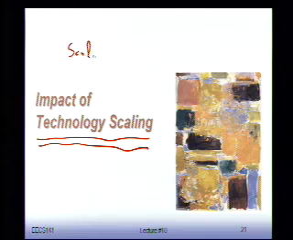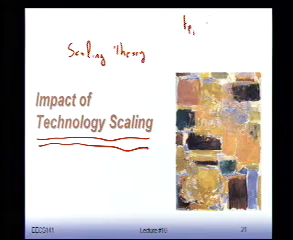It's trying to predict what's going to happen with delay, or energy, or power, when we go from one technology node to the next one, to the next one, to the next one. Very important for the industry, and also area, obviously. It's not only power, it's delay, it's energy, and area. Obviously, these are the numbers you're looking at.